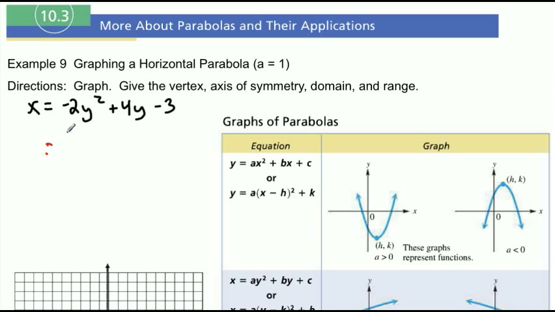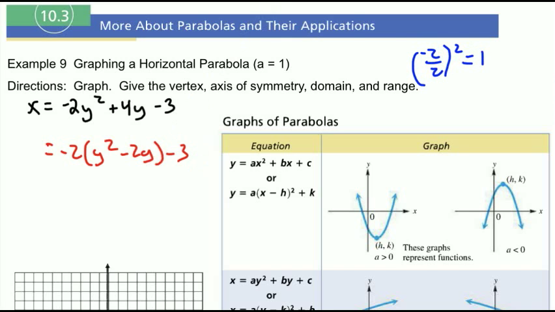So I'm going to go ahead and factor out a -2 from the first two terms. So I get y squared minus 2y and then minus 3. Again, -2 times y squared is -2y. -2 times -2y is positive 4y. Okay, so now I take my b term, which is -2, I cut it in half, and then I square it. -2 divided by 2 is -1. Squared is 1. So that's my special number right there.